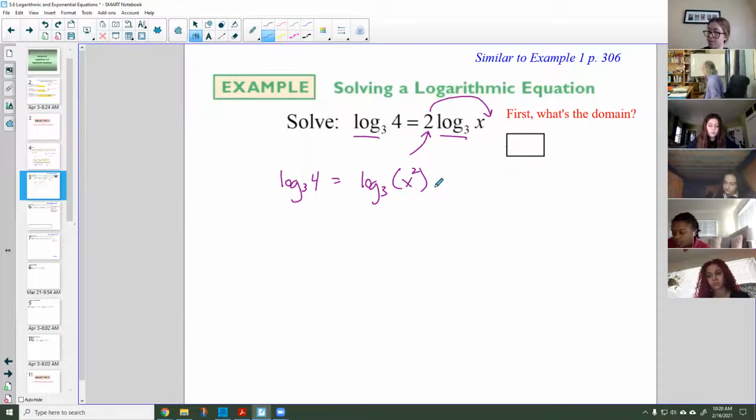So we have to get the magic bowl. Magic bowl, magic bowl. Magic bowl, wrong pre-calc class. This is the right pre-calc class.